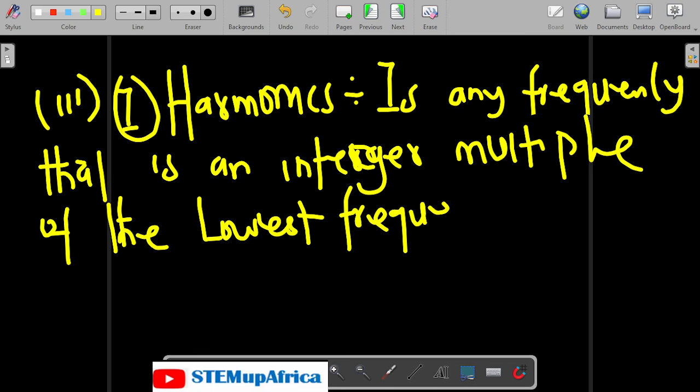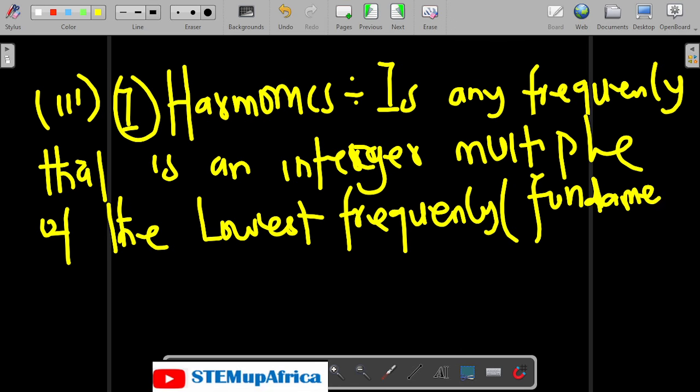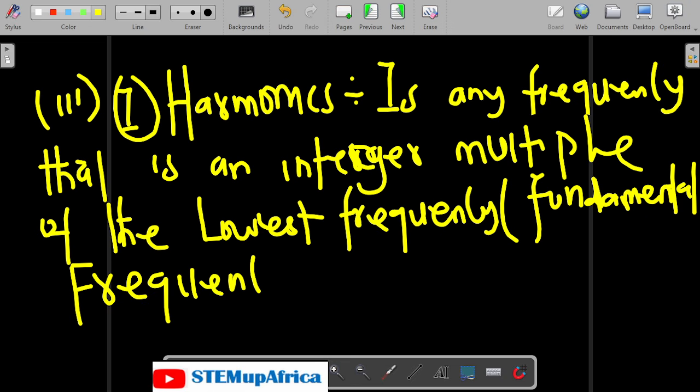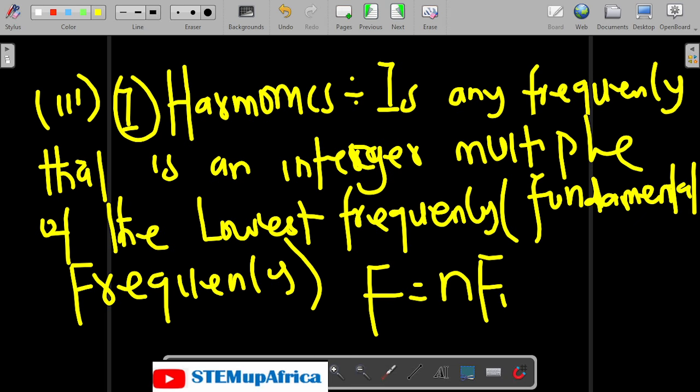The lowest frequency is also called the fundamental frequency. That is harmonics. So it's simply f equals n f0. The frequency of the harmonics is the integer times the fundamental frequency, where the fundamental frequency is your f0.